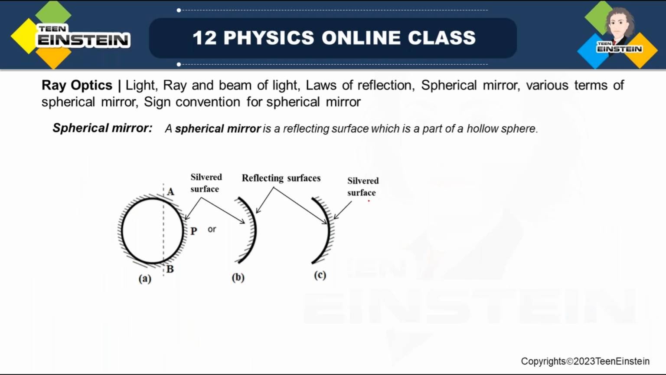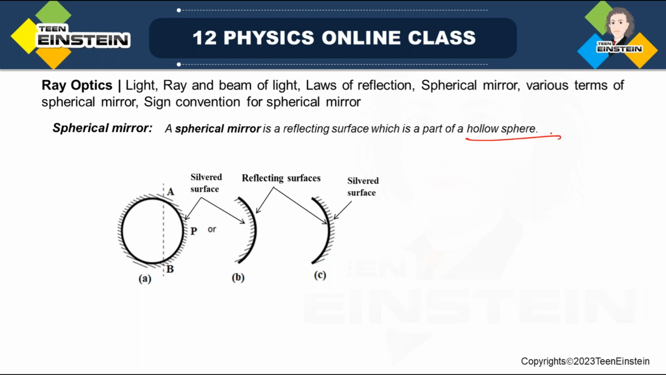Spherical mirror, as the name says, is not actually spherical by shape. It is a reflecting surface which is a part of some hollow sphere. That's why it is called a spherical mirror. So a spherical mirror is a reflecting surface which is a part of a hollow sphere.